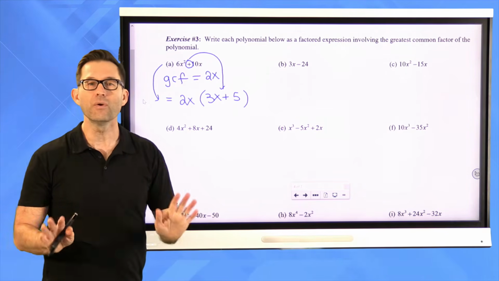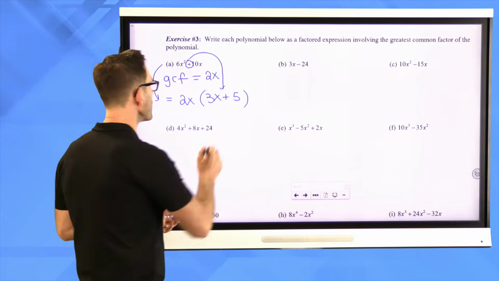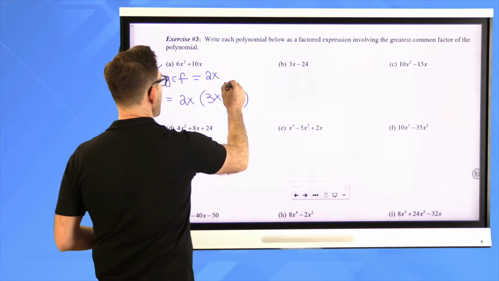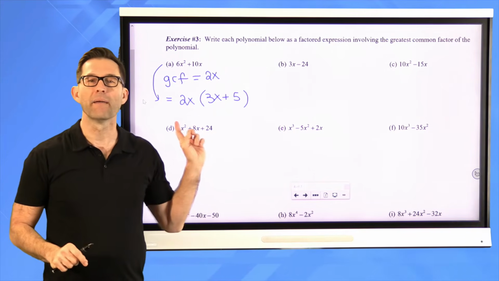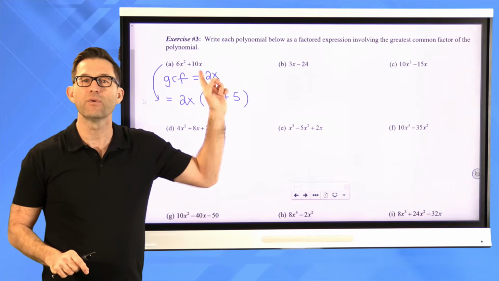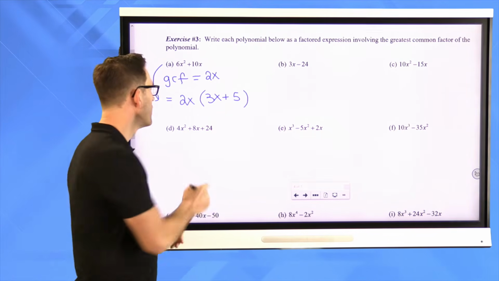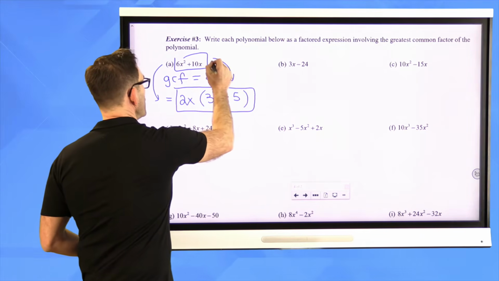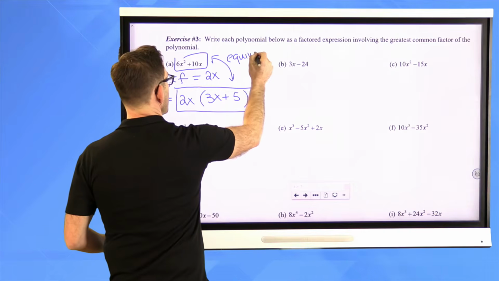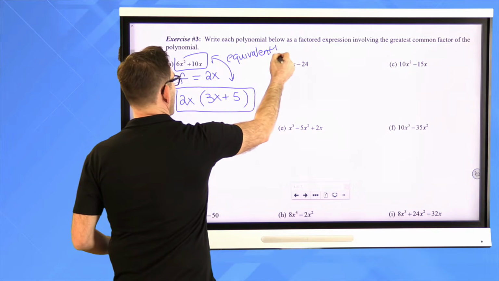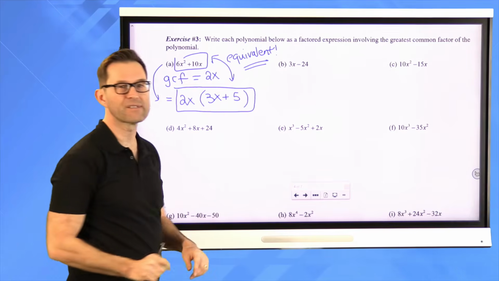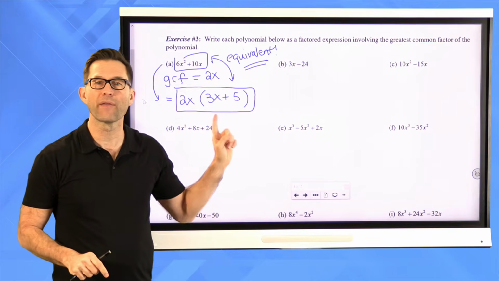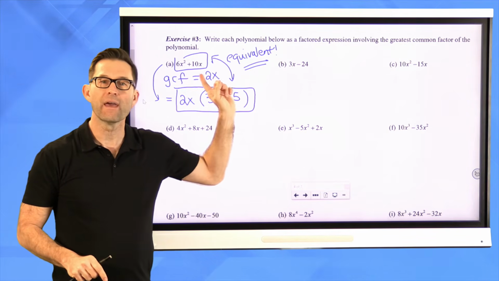All right. You can check every factoring problem ever by multiplying it back out to see if you get what you started with, right? Remember, this and this should be equivalent. You should really never miss a factoring problem as long as you're willing to think about, if I multiplied through by 2x, would I get back to here?